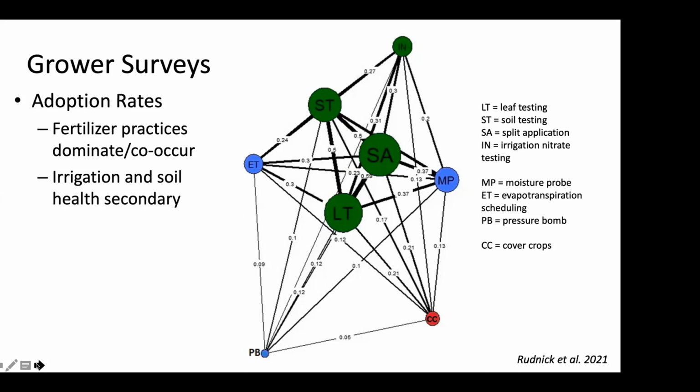However, when it came to some of the other practices, they were sort of lower adopted, but also less related to them. So the one for irrigation was the moisture probe. It was most correlated to some of the fertilizer practices, but interestingly enough, not so related to the other irrigation practices. And then cover crops was kind of a bit of an outlier, had low adoption and very low co-occurrence with other practices.